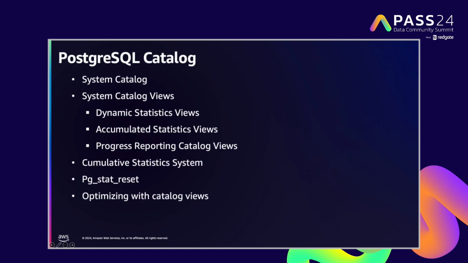So we are going to cover system catalogs, what they actually are, catalog views, types of catalog views, dynamic stats collection, accumulated stats views, progress reporting catalog views, and the cumulative statistics system. I'll talk about that as well. Stat reset, and then some optimizing with catalog views. This is for the catalog part.